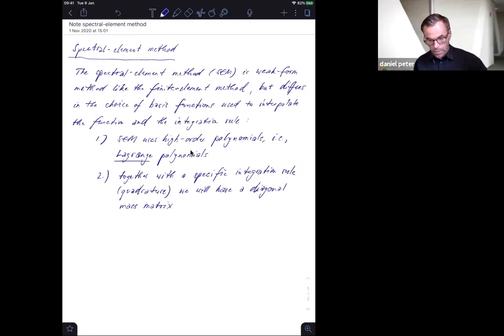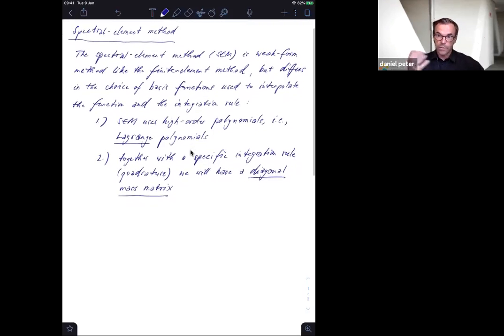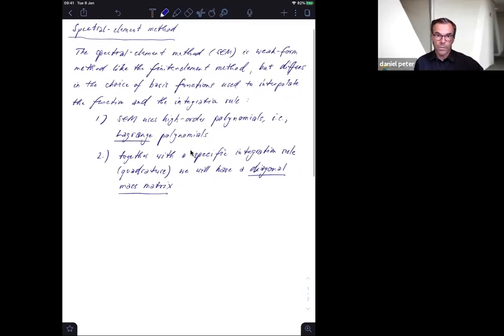So think of spectral element method as having Lagrange polynomials, higher order polynomials, and with this nice property of having a diagonal mass matrix, which is due to the polynomials that we use, plus then the specific integration rule. That's one of the main advantages. The other main advantage is the free surface boundary condition, which we can model analytically correct with the spectral element method.